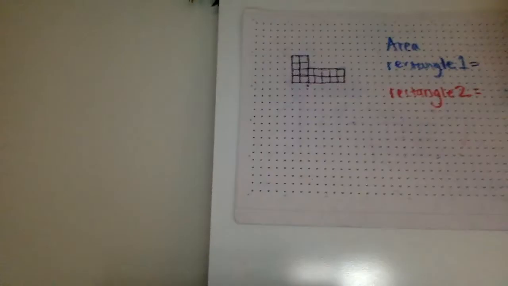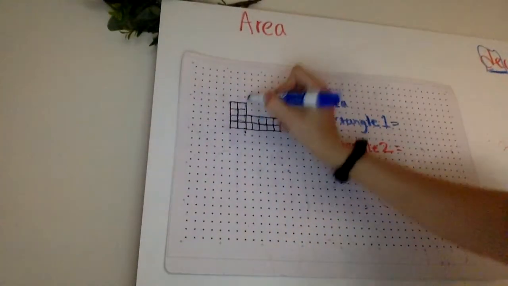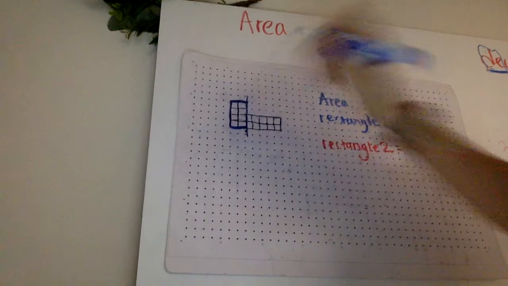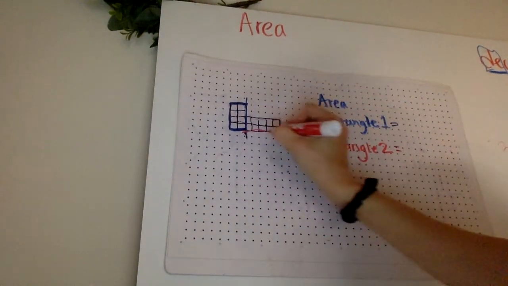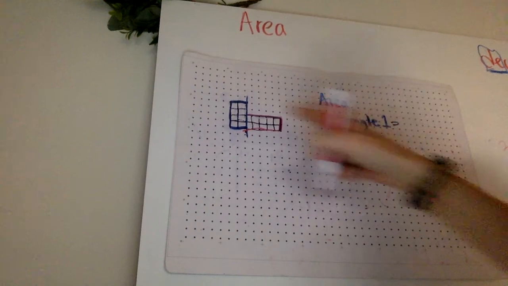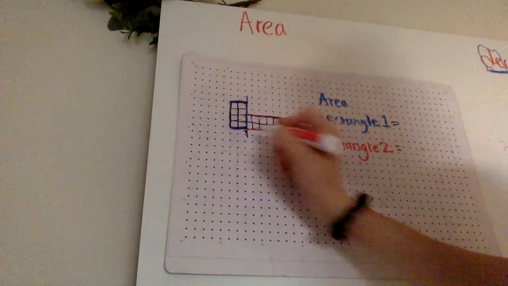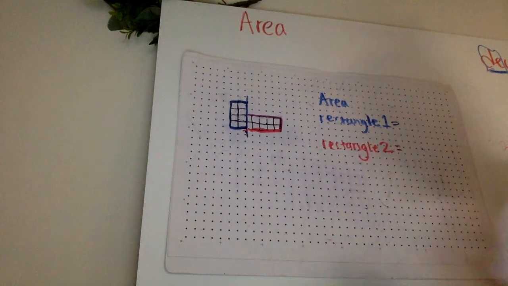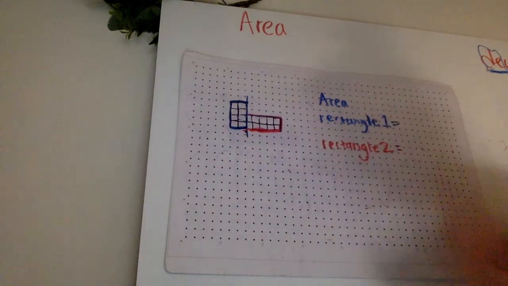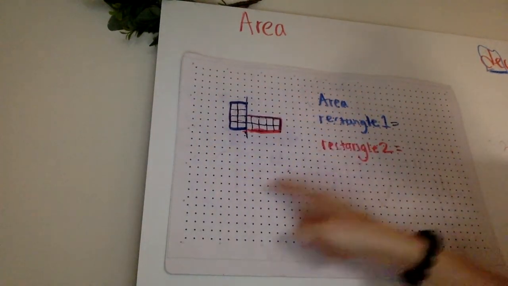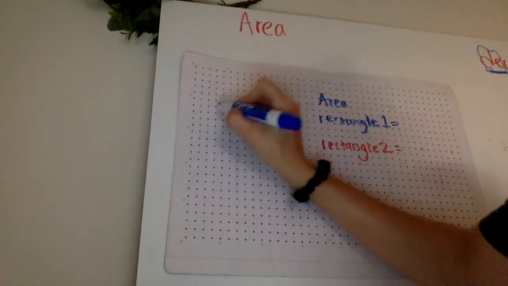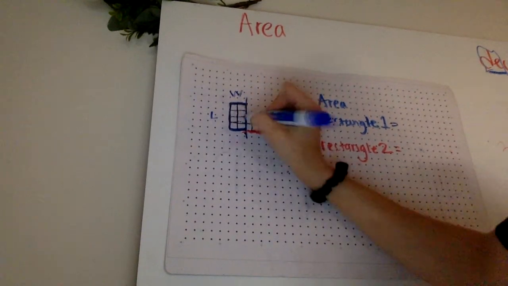All right, so right here, we have a shape. And I'm going to decompose it right here. So I have one rectangle here, and I have another rectangle right here. The blue rectangle will be rectangle 1. The red rectangle will be rectangle 2. So once we find the area of both of these, we're going to add it together to find the area of this entire shape. So the first thing that we're going to do is we need to find the length and width of the blue shape.